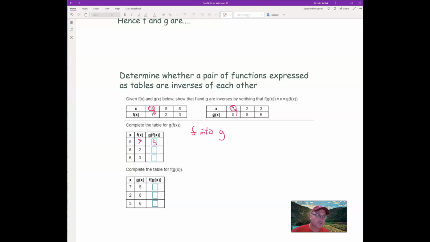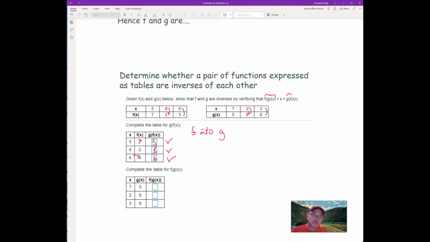That's what inverses do. Next one, I'm going to take the x value 8. It gets mapped to 2 in function f. Now that 2 becomes the input in function g, and it gets mapped back to 8. That's good. What you started with is what you ended with. Didn't change. That's what an identity does. And when functions do that to each other, that means they're inverses. 6 gets mapped to 3 in f, and then 3 gets mapped back to 6 in g. So the first part works.